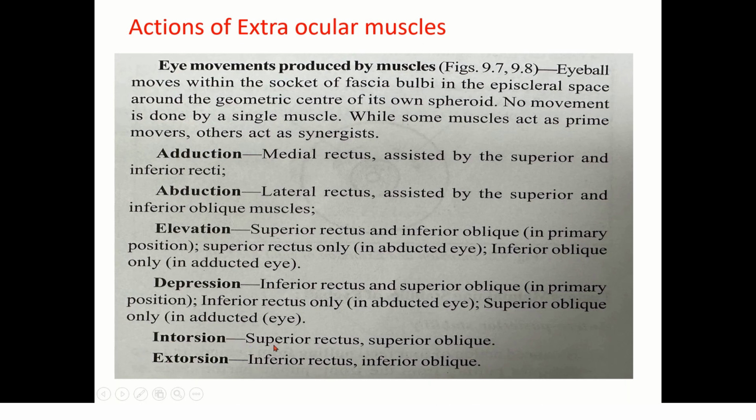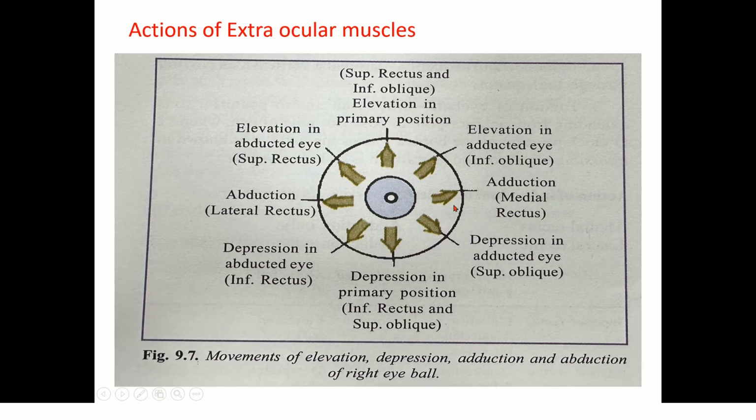Intorsion is by superior rectus and superior oblique, and extorsion is by inferior rectus and inferior oblique. So inferior rectus and inferior oblique will not go with the intorsion. Inferior rectus and inferior oblique always perform extorsion. Superior rectus and superior oblique perform the intorsion. So the same thing is explained again.